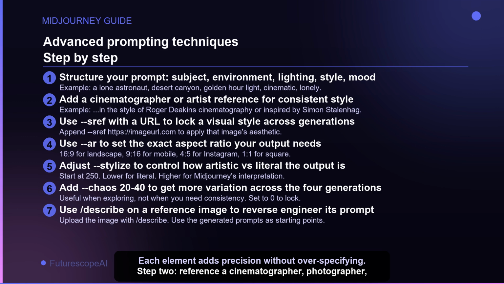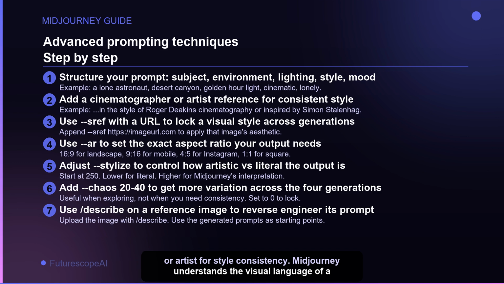Step 2. Reference a cinematographer, photographer, or artist for style consistency. Midjourney understands the visual language of a wide range of creative professionals and applies it to the generation. Step 3. Use sref with an image URL to lock a specific visual aesthetic. Append sref followed by the URL at the end of your prompt. Every generation in that session will match that reference's color, mood, and light.